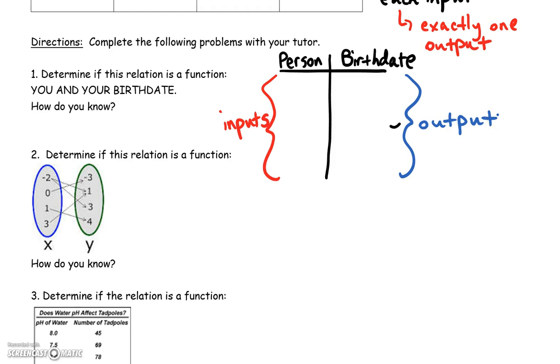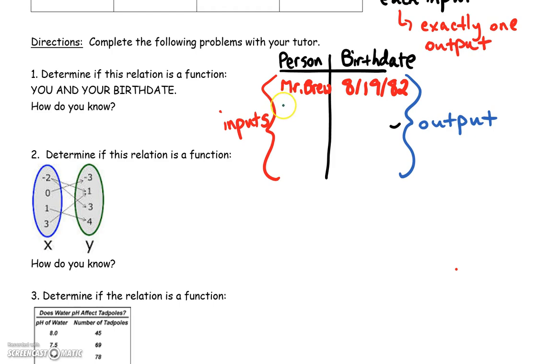So I'm going to use some, I guess, personal examples. For me, Mr. Brew, my birth date is 8/19/82. I was only born on that one day. I have no other birth date, and so it seems for me anyways, if you input Mr. Brew into this relation, you get back a single output, that being August 19th, 1982.